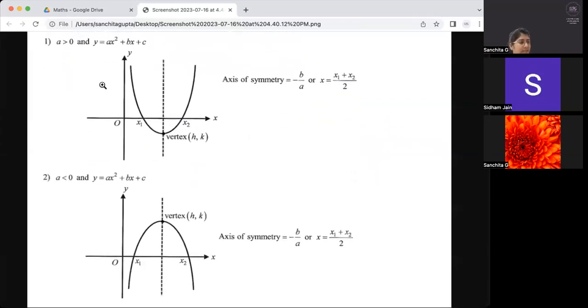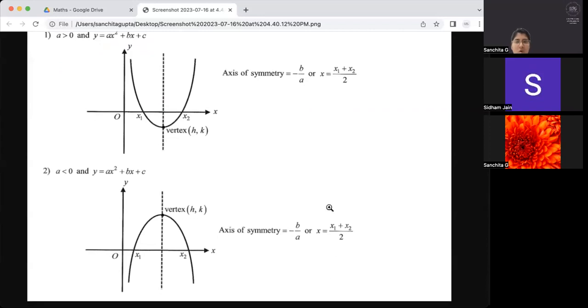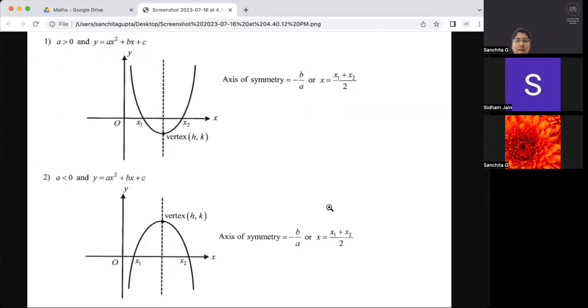Now see, in the standard form, if A is positive, it opens upwards. If A is negative, it opens downwards. Right? Clear? Yes, ma'am. Okay, so assuming that you are aware of completing the square, right?